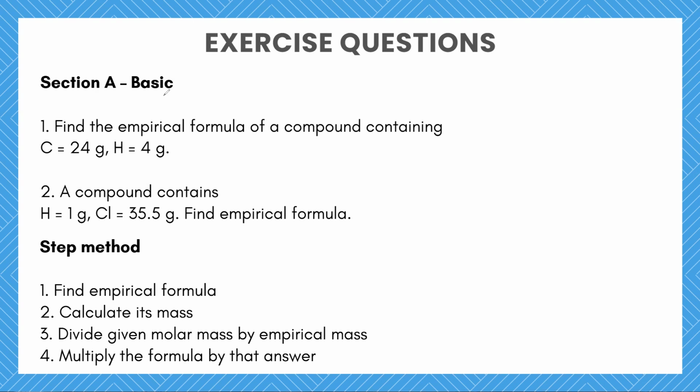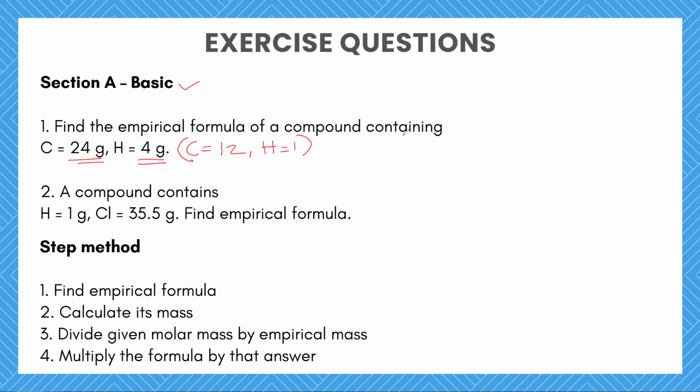So we have the first question that starts off by saying, find the empirical formula of a compound containing 24 grams of carbon and 4 grams of hydrogen. By the way, carbon has the relative atomic mass of 12 and hydrogen has the relative atomic mass of 1. That will prove to be useful to us as we proceed to solve this question. So step number 1, find the empirical formula.